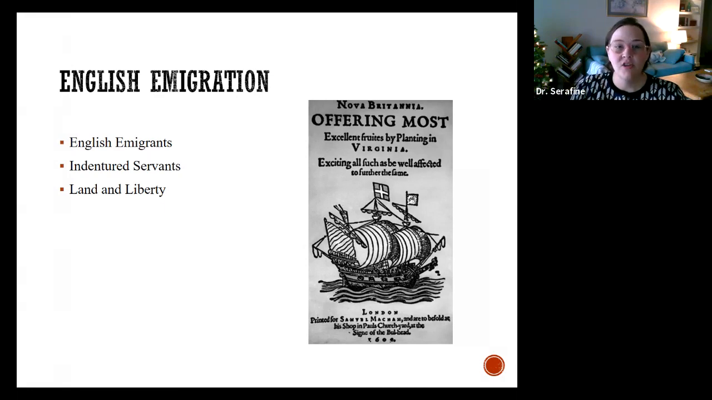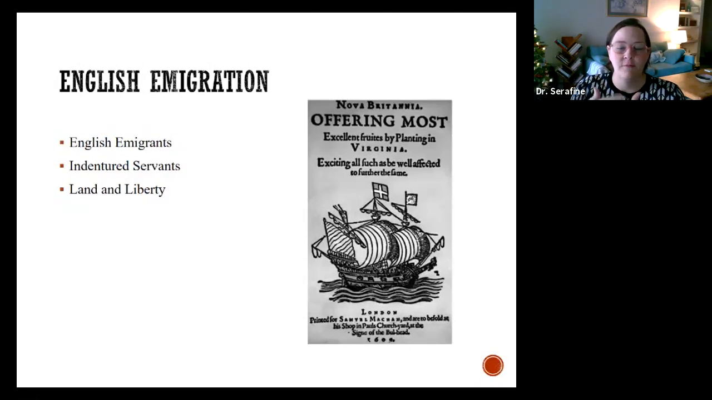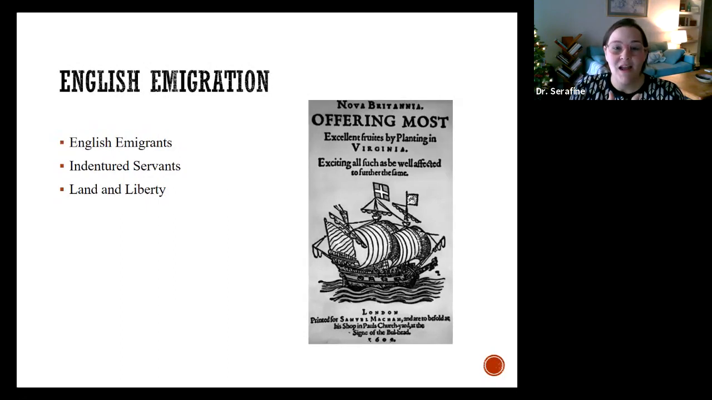So English settlers who can afford their own passage, they arrive as free persons and they get free land from the crown and from private companies like the Virginia Company. But in the 1600s, most English people arrived as indentured servants. They voluntarily surrendered their freedom for a period of time, often 5 to 7 years, in exchange for passage to America.